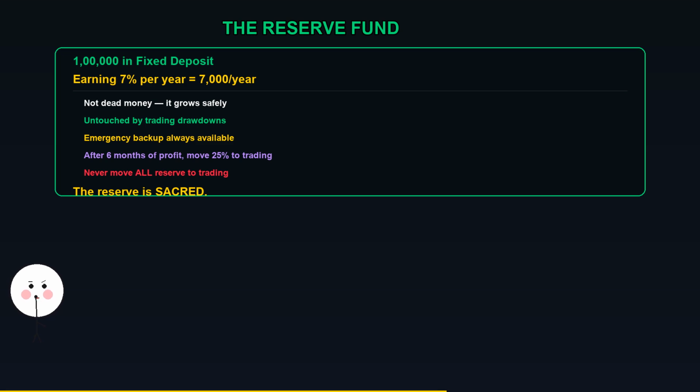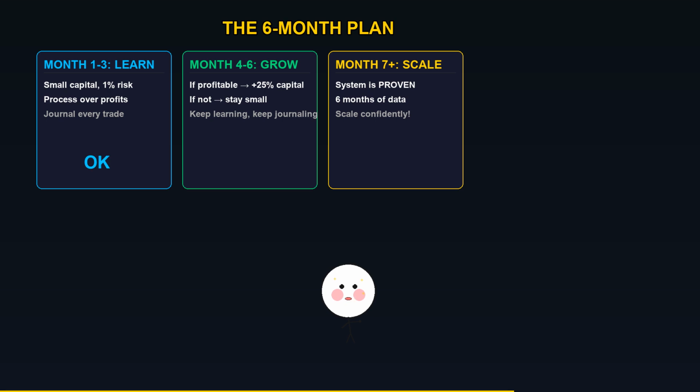What about that 1 lakh in reserve? It is not dead money. Rahul puts it in a fixed deposit earning 7% per year. That is 7,000 rupees per year, just sitting there. Safe. Growing slowly. If his trading account has a catastrophic drawdown, the reserve is untouched. If after 6 months his trading is consistently profitable, he can move 25% of the reserve into trading capital. But never all of it. The reserve is sacred.